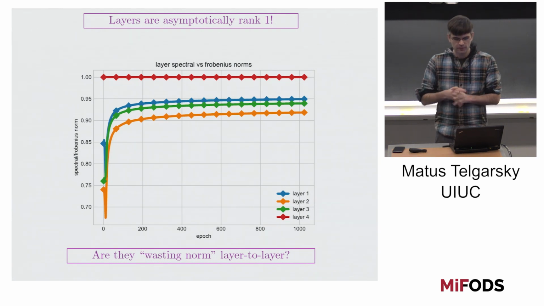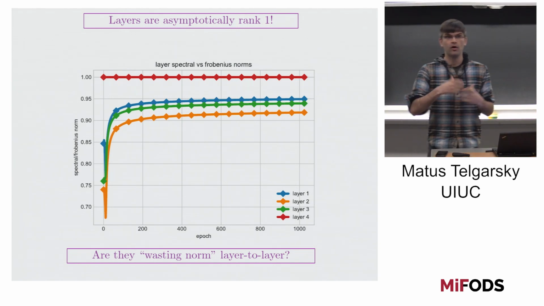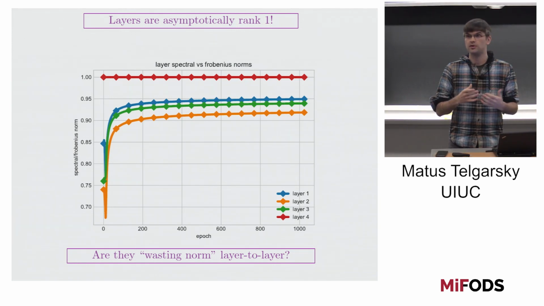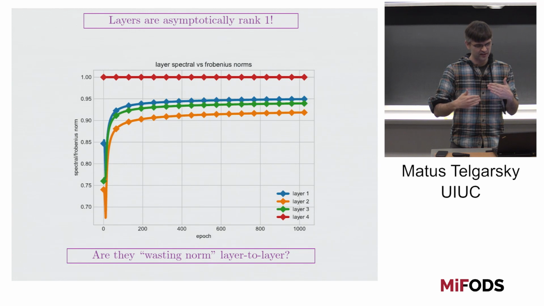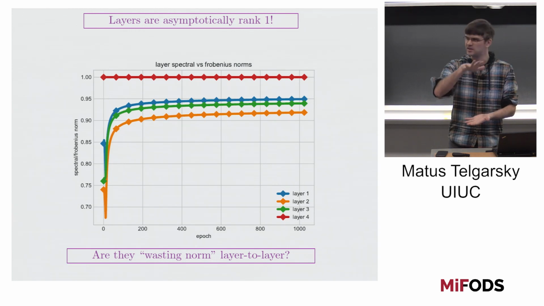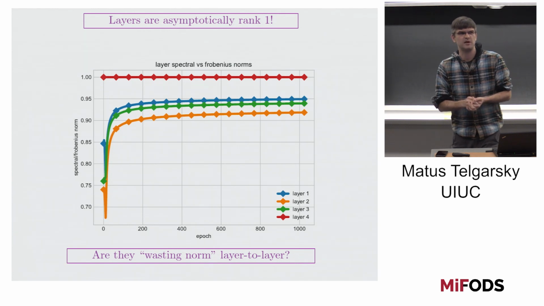OK, so what do we know so far? We know that the solution is off to infinity. We know that all the weight matrices are going off to infinity. And we know that all the weight matrices are becoming asymptotically rank 1. We know that the Frobenius and spectral norms are, oh sorry, this is only empirical so far. But empirically, the spectral to Frobenius norm ratios are going to 1. So now the question is, what are those matrices actually converging to?